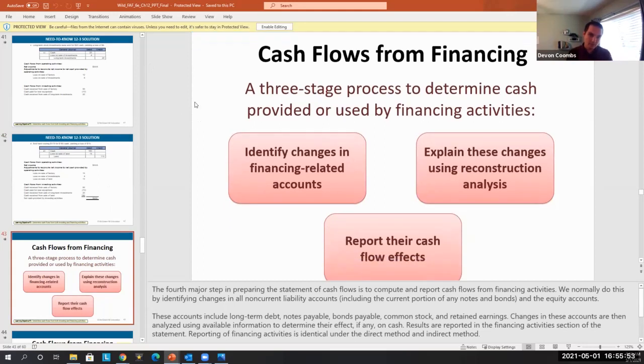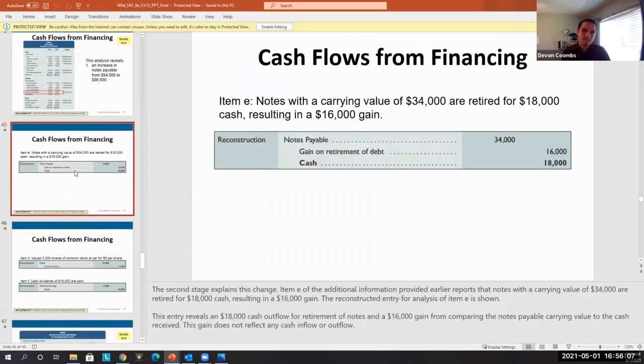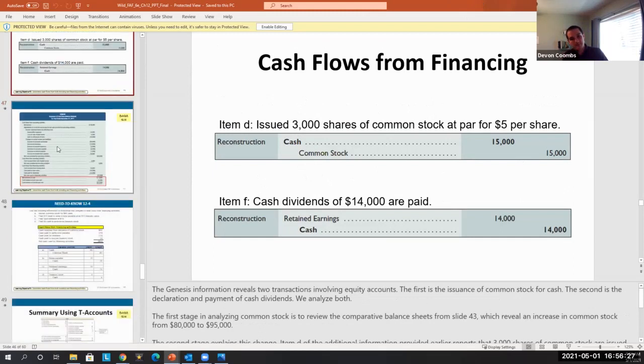Financing is similar, right? We have to really understand the underlying pieces of the transaction to do it correctly. So long-term notes payable may increase here from 64 to 90. It increased $26,000. But does that mean that we retired some of the debt? Did we add more debt? We have to really read the underlying transactions to understand. In that statement, we might have a gain on the retirement of debt. We might have paid some cash for it. We might have gotten some more. So we have to look and understand the journal entries to really break it out.